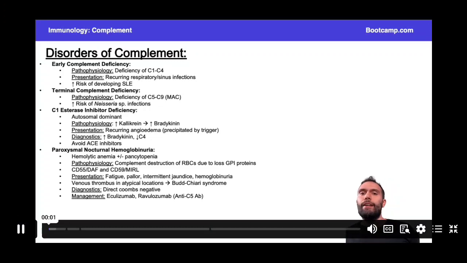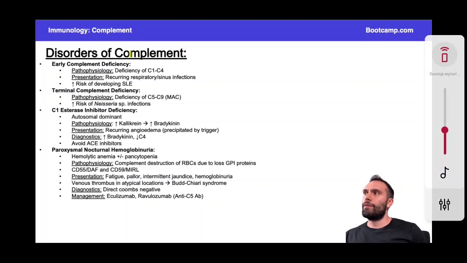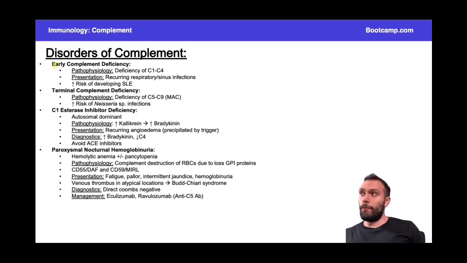All right, so let's put together kind of everything that we've been talking about to go over some of the disorders of complement. Probably the least high yield of the four on here is going to be this early complement deficiency. It's just like the name says, it's early, right? So it's in the first few stages. So you have some deficiency, it could be C1, C2, C3, C4, it's pretty non-specific.